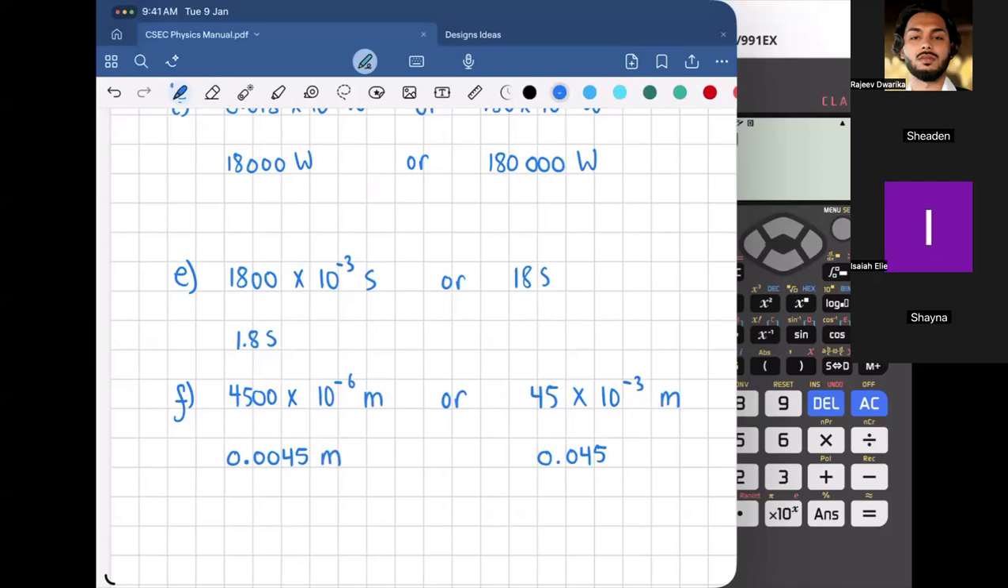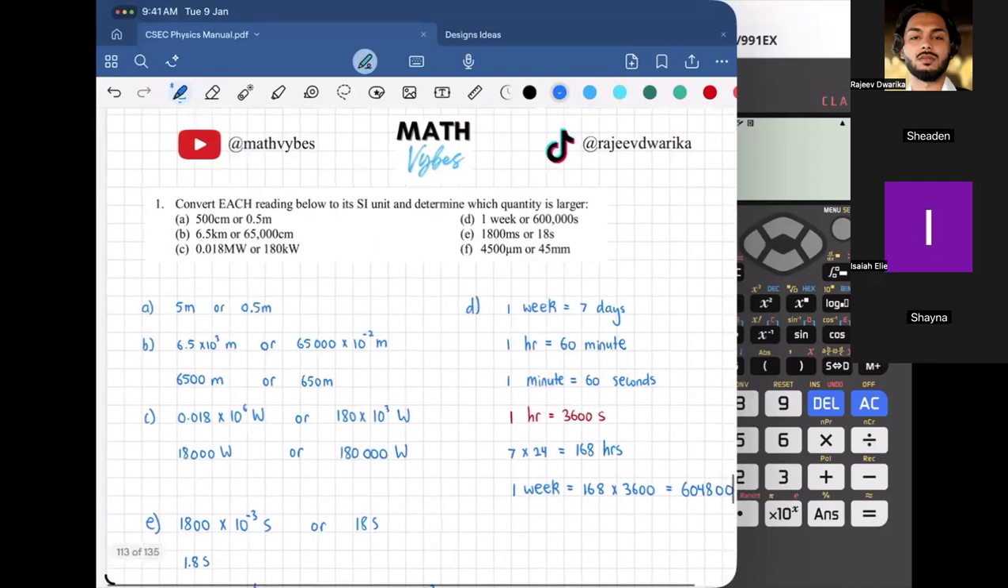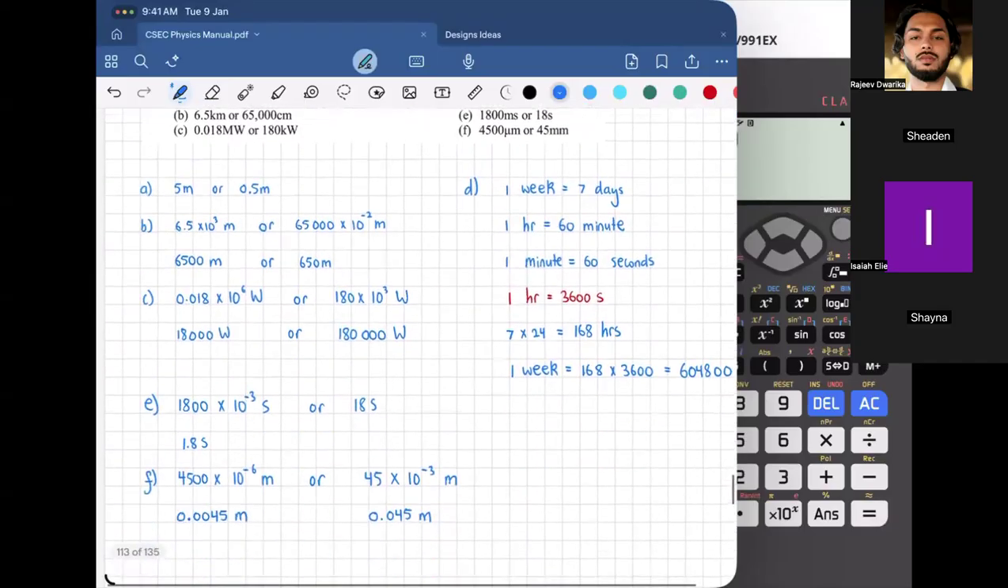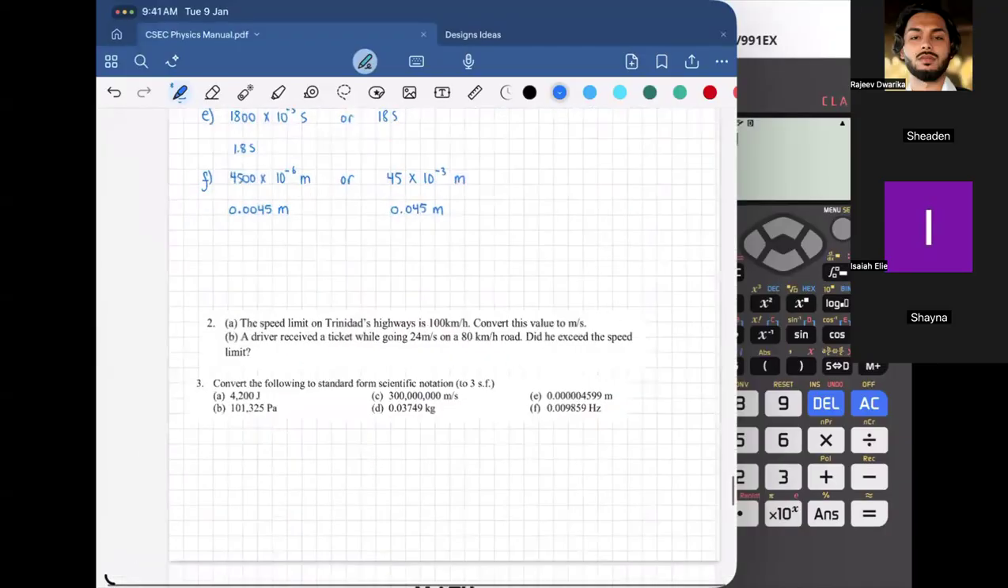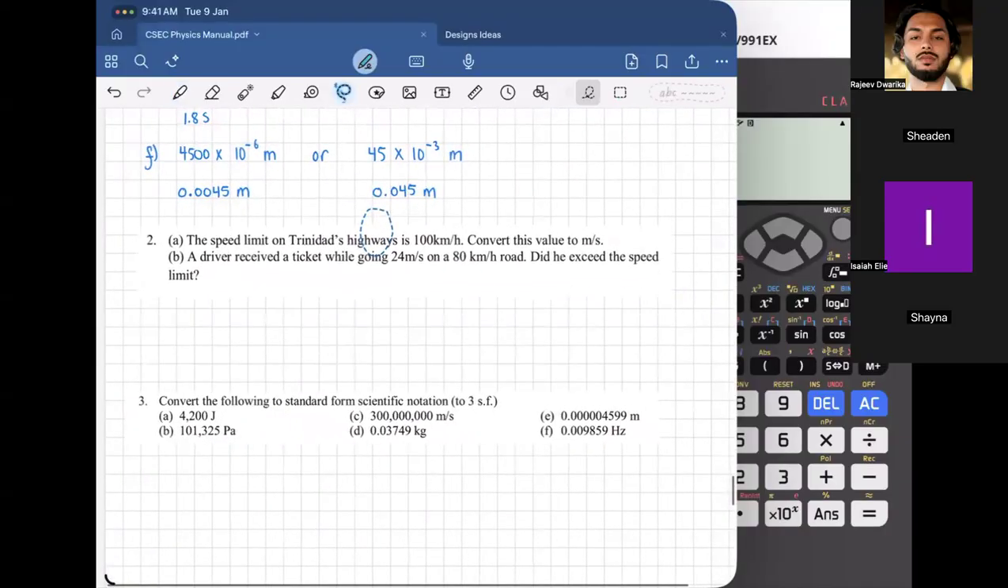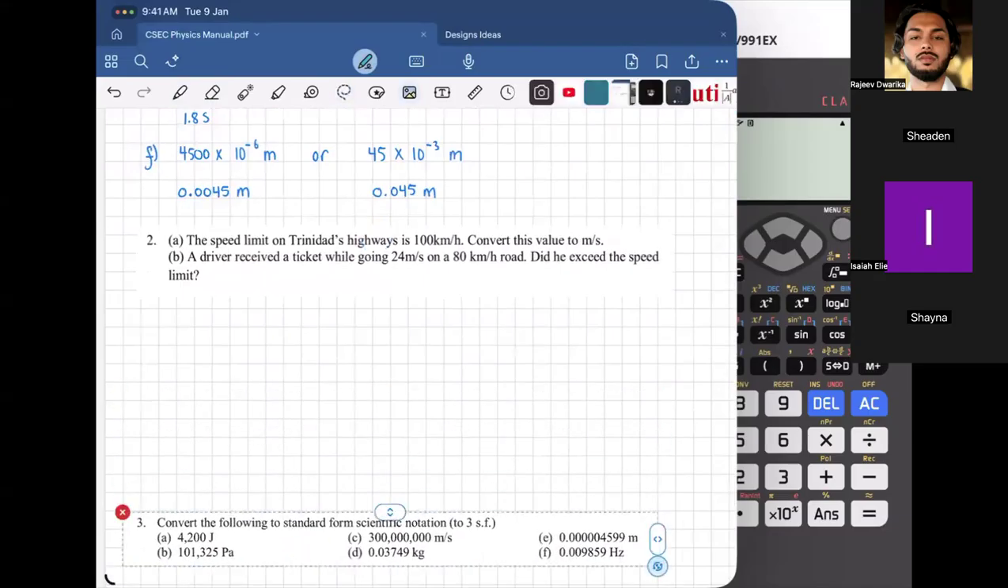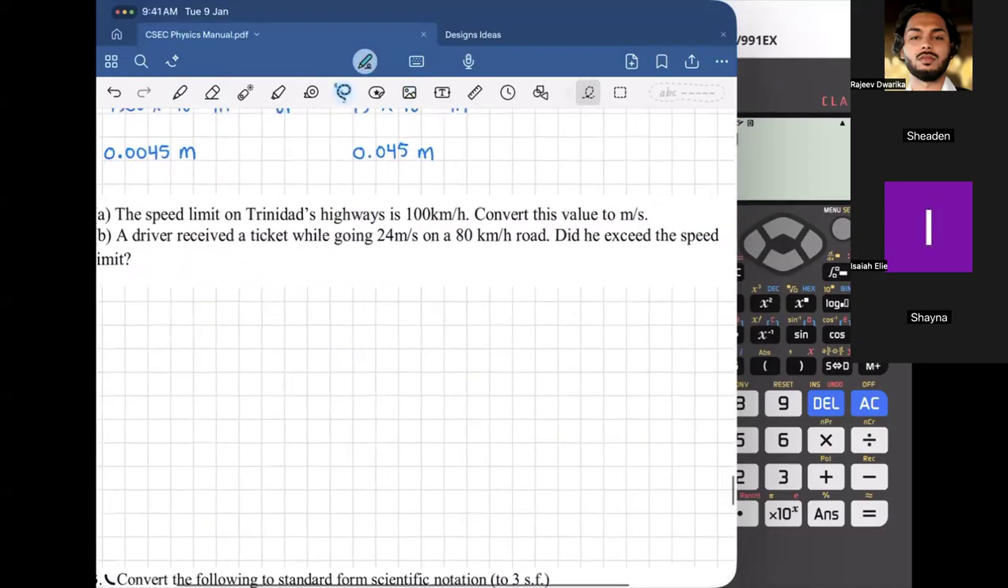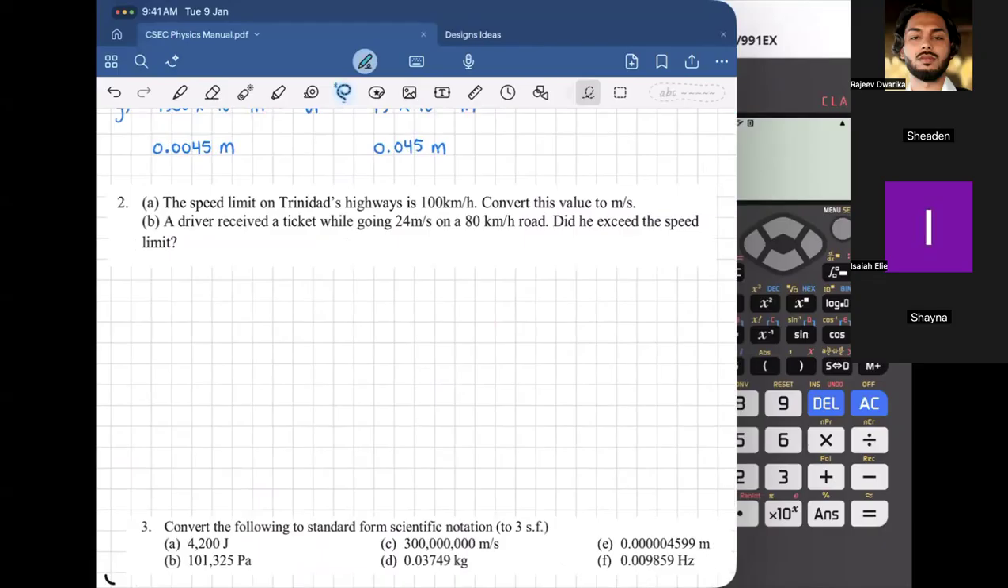But which quantity is larger? Is it the 4500 micrometers or the 45 millimeters? 45 millimeters. Yeah, cool. Part two. Shane, I'll give you a little break. Shay, read part two for me.